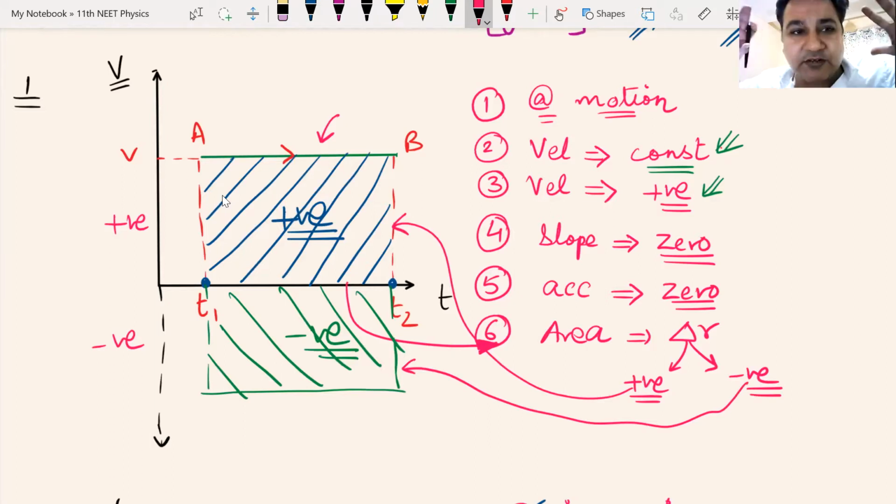Can I have some raise of hands, show of strength? Yes, sir, we have understood this, sir. This is clear to us, sir. We have no problem with this, sir.